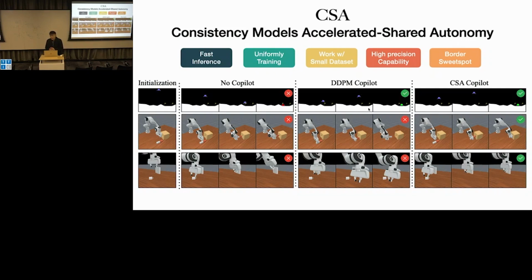And we can do high precision tasks, just like the charge insertion. The last thing is about the border, the sweet spot, I'll explain later. I'll go through all these concepts one by one. So if you have questions, you can ask later.